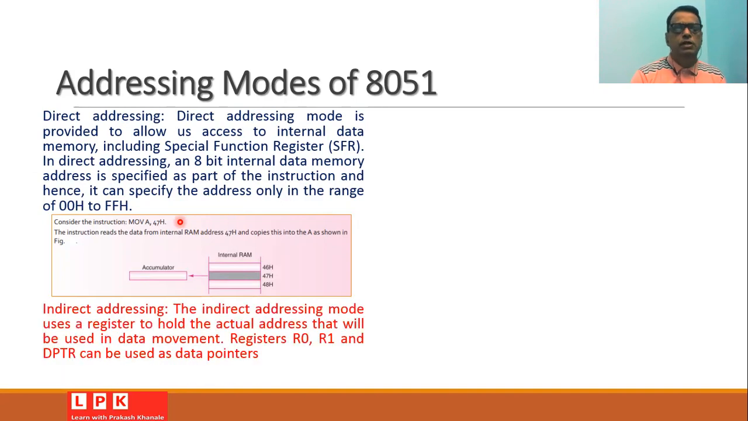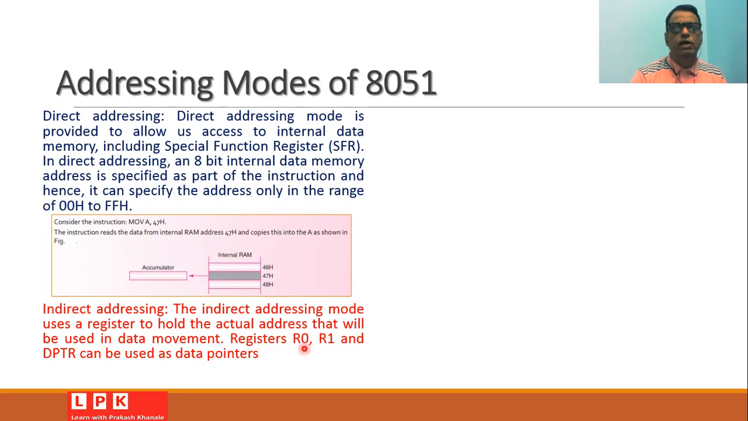Another addressing mode that is used in 8051 is indirect addressing. The indirect addressing mode uses a register to hold the actual address. In direct addressing, we are actually giving the address of the memory, but in indirect addressing, we make use of some register to hold the address, and that is used for the movement of the data.